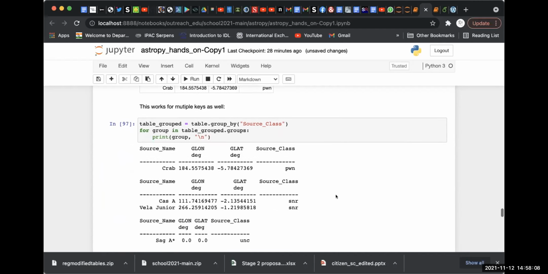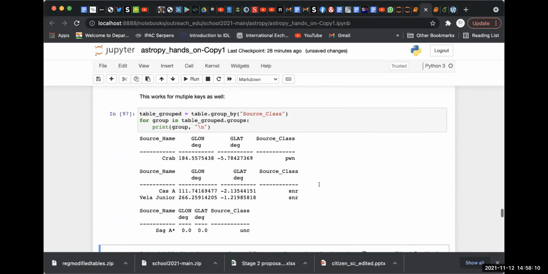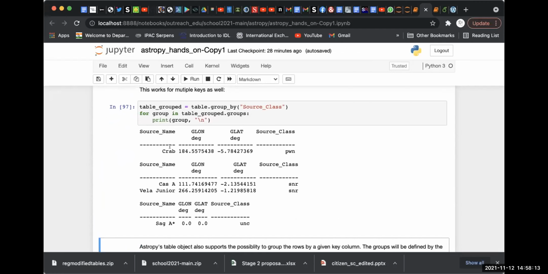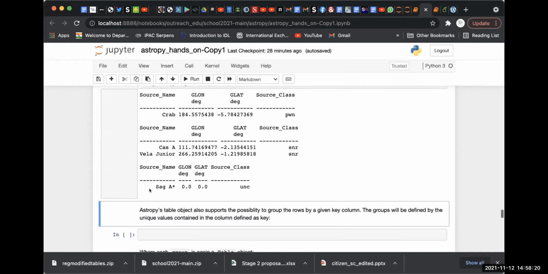Now just see, this is really beautiful. What it's done is it has grouped this thing. One group is the PWN, which is the Crab, the pulsar. Then you see the supernova remnants are both grouped together in one group, with Cassiopeia and Vela. And then Sagittarius A is in a third group called UNC. So for example, if you had your catalog, and in your catalog you had put some tag to each object, say this one is a star, this is a galaxy. You'll see it often that sometimes you have a catalog of a certain part of the sky. We don't have time to cover that this time, but if you get a catalog of a particular part of the sky, it may be that the class is already defined.